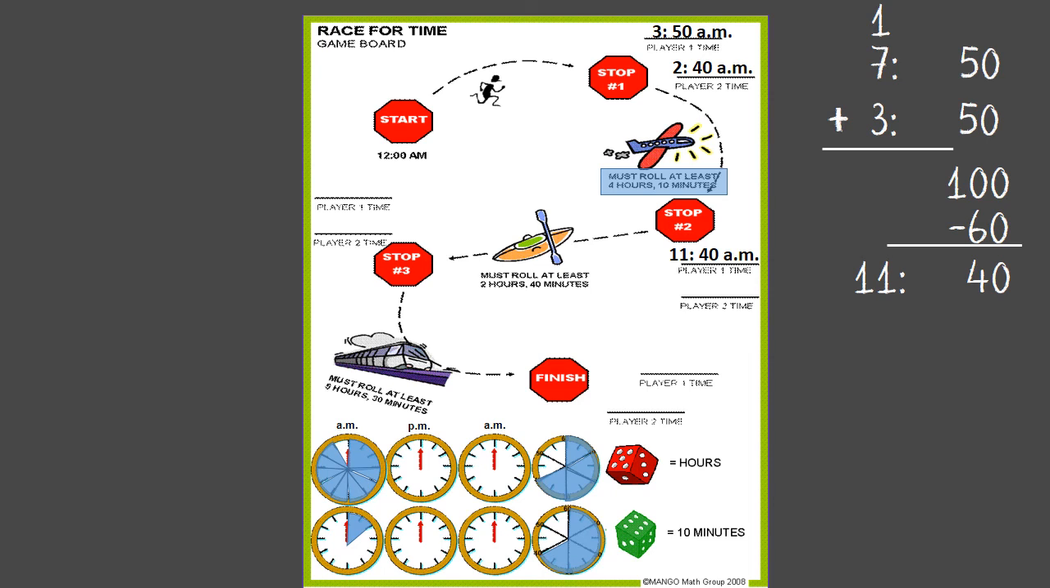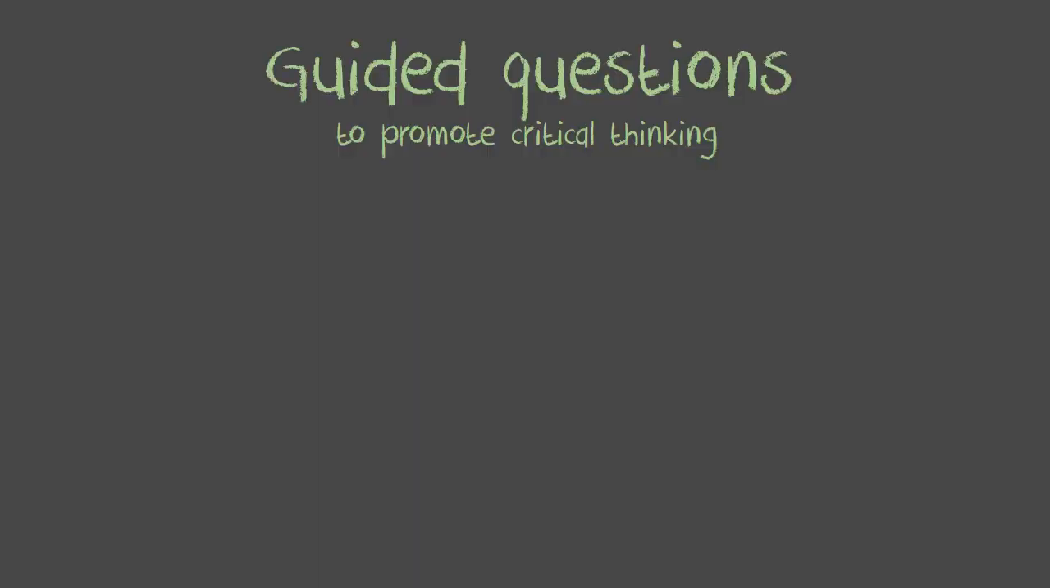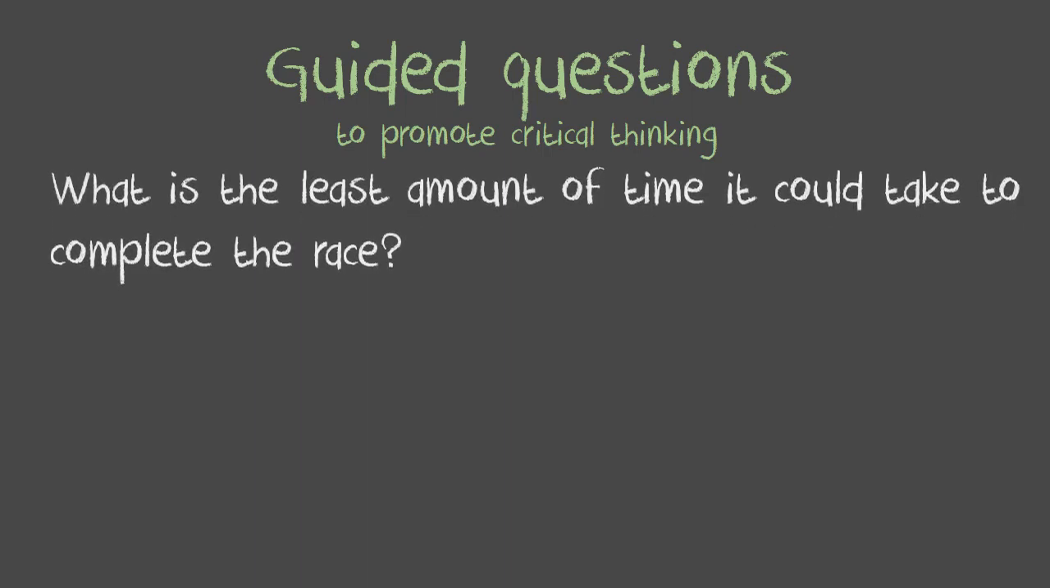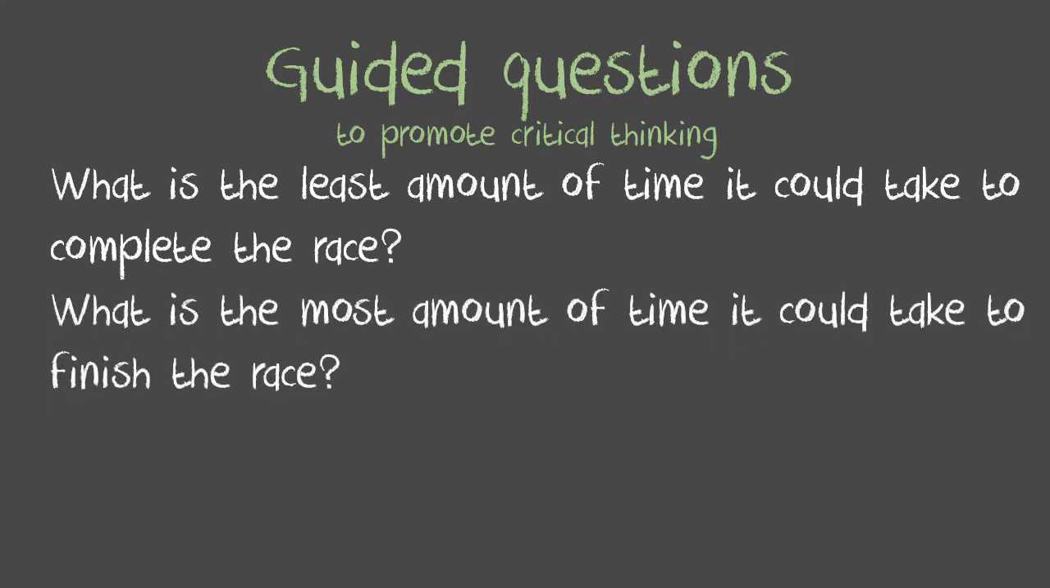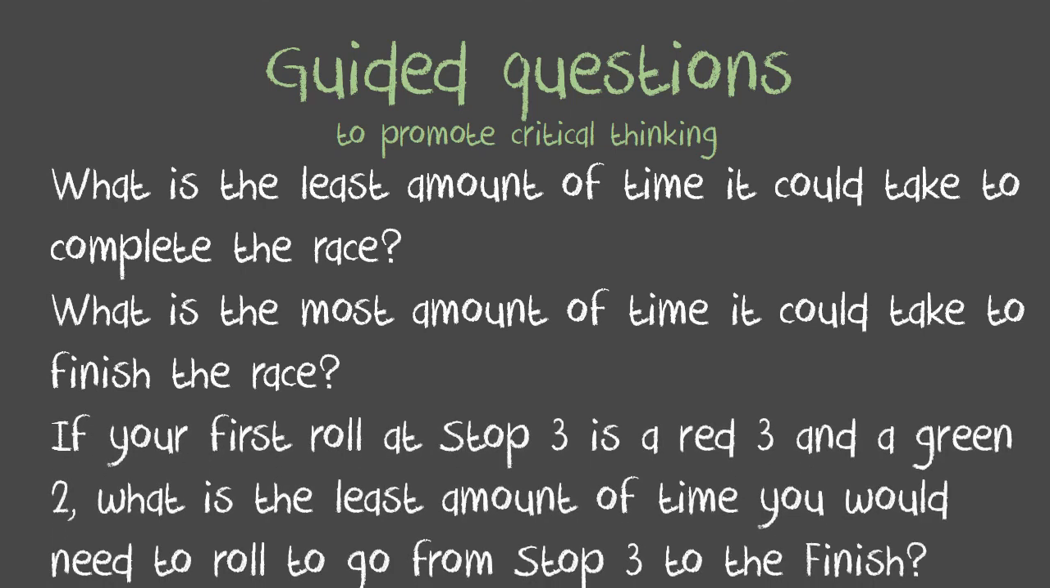It's a great activity, and there are some guided questions to help promote deeper understanding. What is the least amount of time it could take you to complete the race? What is the most amount of time it could take you to finish the race? And if your first roll at stop 3 is a red 3 and a green 2, what is the least amount of time you would need to roll to go from stop 3 to the finish? These are very deep thought process questions for kids who are ready to really think about how time lapse happens. Great activity.